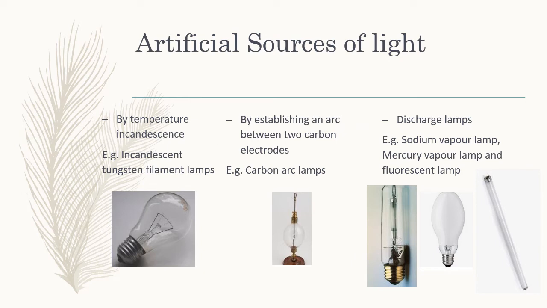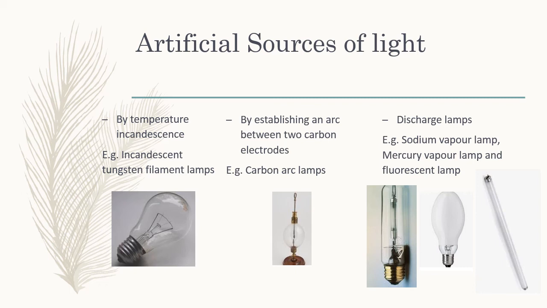Next we see the artificial sources of light. Here there are three types of artificial sources. First one, due to the temperature incandescence. That means the example is incandescent tungsten filament lamp. Here one filament is present. The lamp is filled with inert gas. So when electric current passes through this tungsten filament, it illuminates. So this is by temperature incandescence.